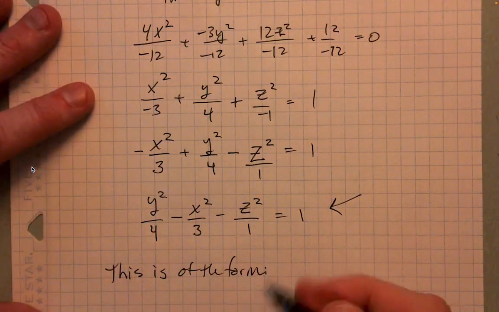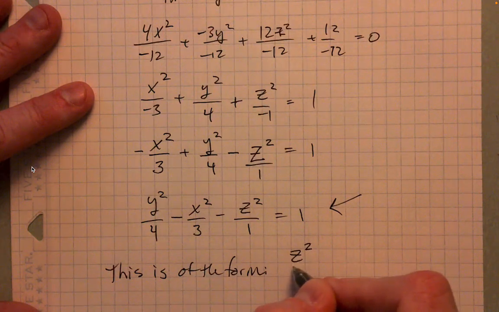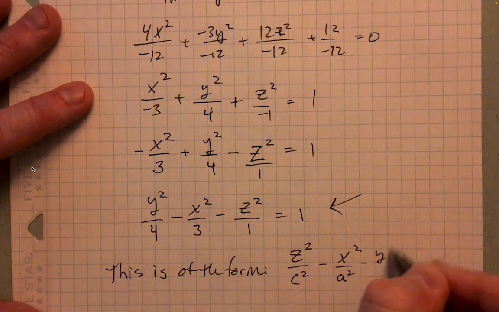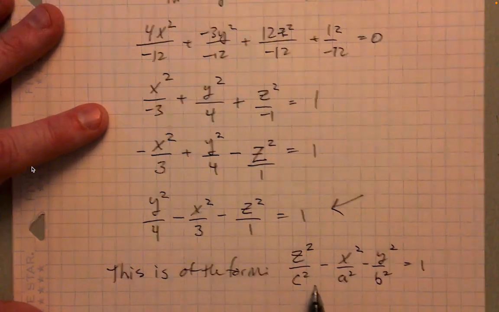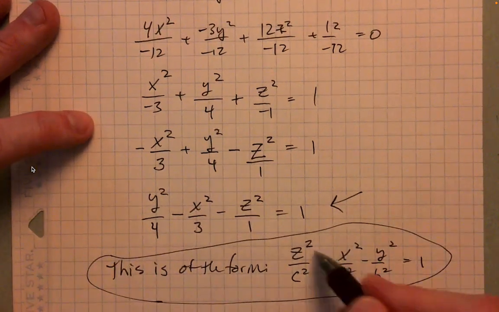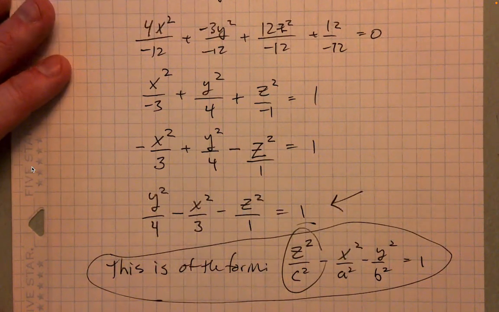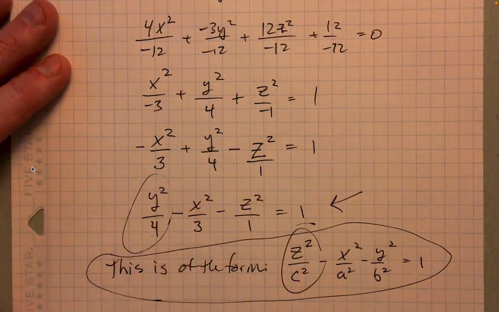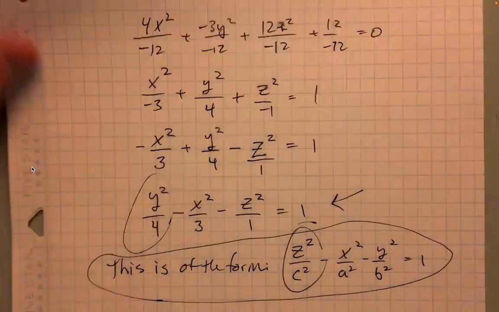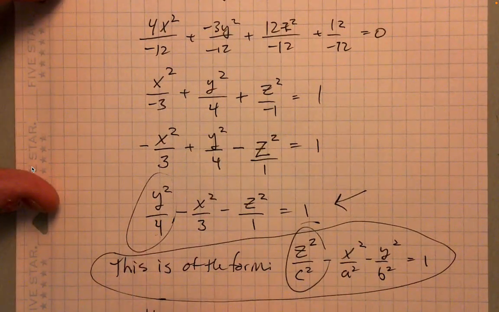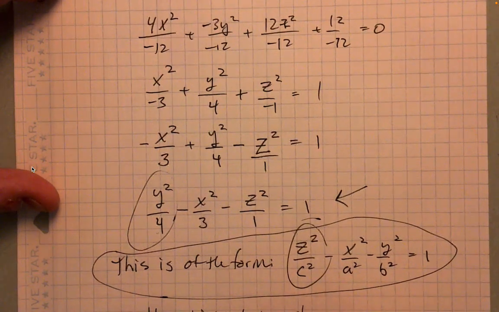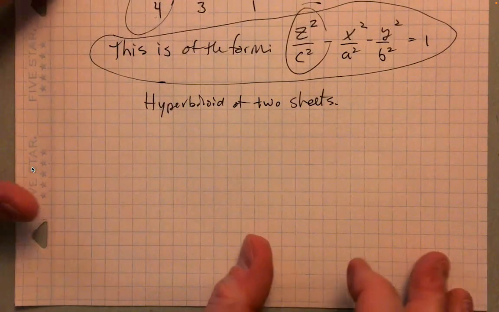Okay, this is of the form z squared over c squared minus x squared over a squared minus y squared over b squared equals 1. The only difference here is that in the general case that we just looked at, the positive term was the z term. In ours, the positive term is the y term. Okay, so it has the same form, right? This is the hyperboloid of 2 sheets. Right, so that's the form that this is going to take.